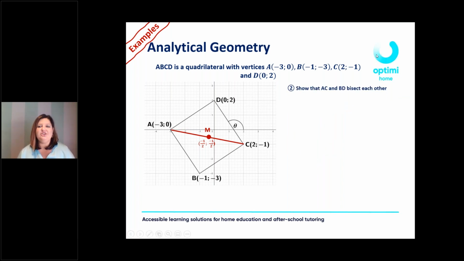Right, so now they ask you to show that AC and BD bisect each other. So let's just see where they are. So AC we've seen now, and BD is over there, that they bisect each other. Now the word bisect is very specific, right? So what does it mean?